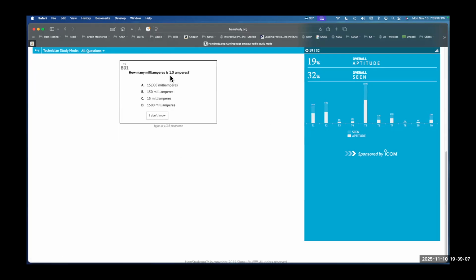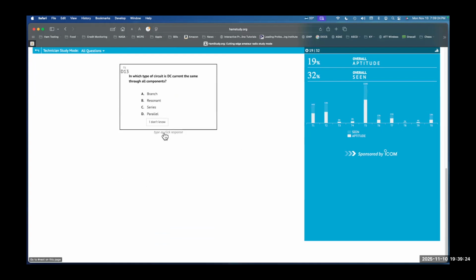How many milliamperes is 1.5 amperes? 1,500. If you remember, milli means a thousandth, so you're going to move it over 3 points. So 1, 2, 3, it's going to be 1,500.